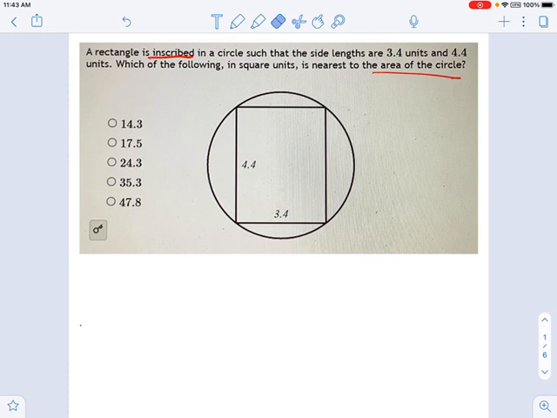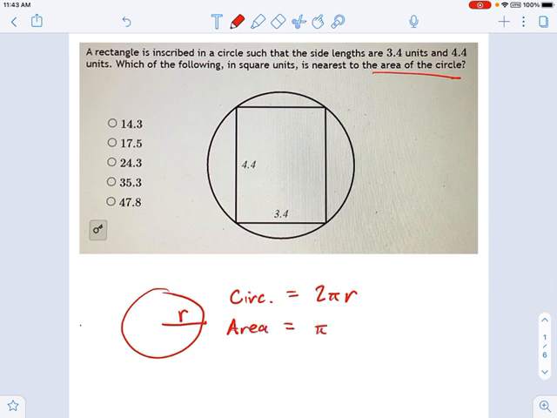So I want to focus on the area of the circle here. What do we need to calculate that? I really hope you have two things about circles memorized. If this is the radius of a circle, you ought to know that the circumference of a circle equals 2 pi r, and you ought to know that the area of that circle equals pi r squared. I'm not sure which version you've got. You might have circumference, you might have area, but those two formulas are important.